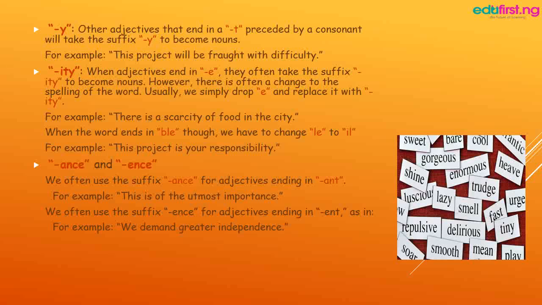Now, changing adjectives to nouns using -ance and -ence. We often use the suffix -ance for adjectives ending in -ant. For example, this is of the utmost importance. The adjective important becomes the noun importance. Also, we often use the suffix -ence for adjectives ending in -ent. For example, we demand greater independence. The adjective independent becomes the noun independence.